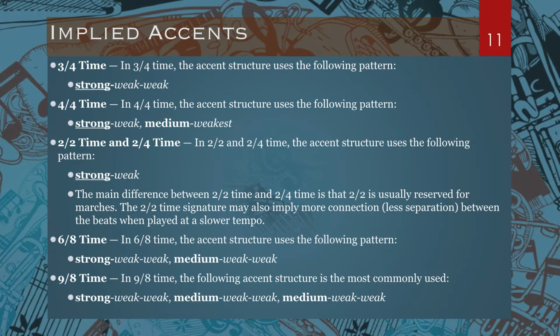In 6/8 time, the accent structure uses a different pattern. You've got strong, weak, weak, medium, weak, weak, strong, weak, weak, medium, weak, weak, strong. So the first beat in all these time signatures will always be the strongest.